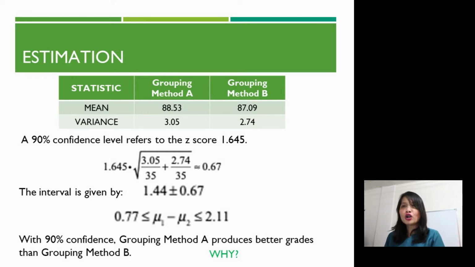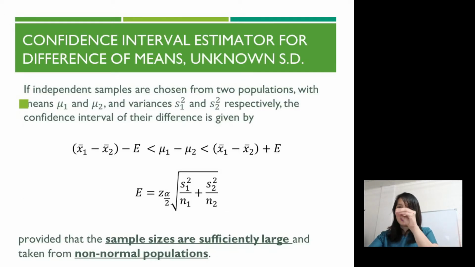Now, to solve for the margin of error, E, going back again. E is equal to Z alpha over 2 multiplied by the square root of the first variance divided by the first sample size plus the second variance divided by the second sample size. So that's how we solve for E, the margin of error.